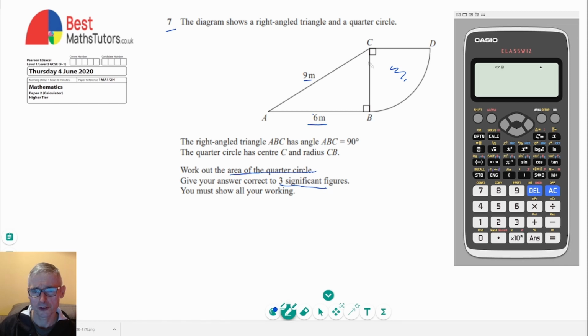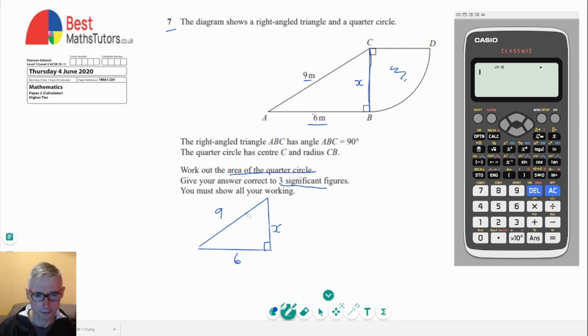So the first thing we would need to do is find this distance here, CB. If I call that X, that's the first thing we'd need to do, because then that's the radius of the circle, or the quarter circle that we've got there. So we're going to use Pythagoras for that first bit. If I just redraw it here, here's our triangle, and that's 9 and that's 6, right angle triangle, X.